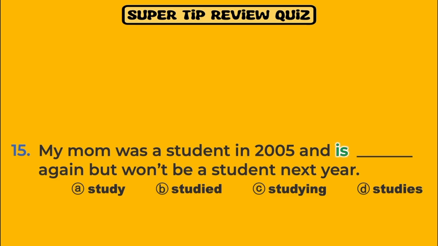The signal before the answer space is "is." Is our signal. Is comes from be. What do we know about the be family? Be plus verb 4. Okay. My mom was a student in 2005 and is studying again.